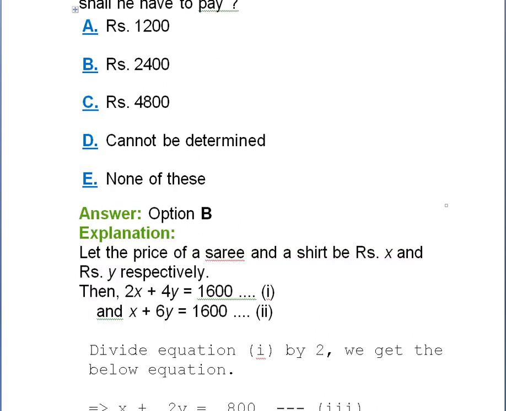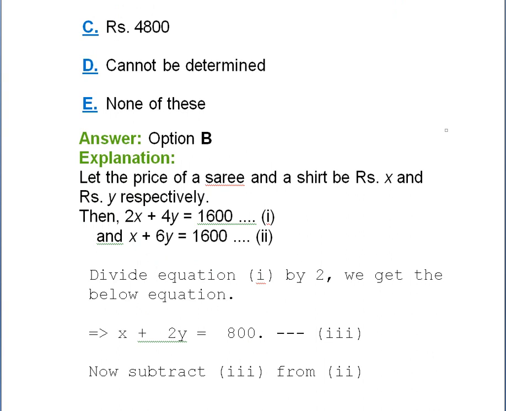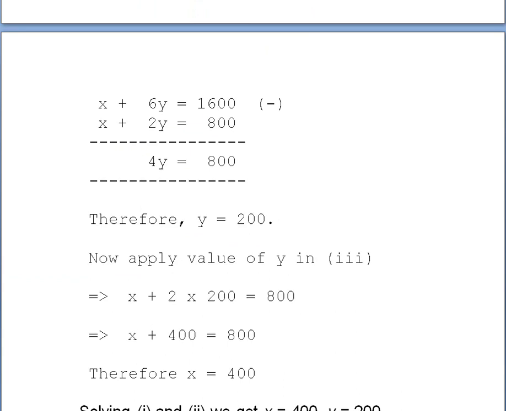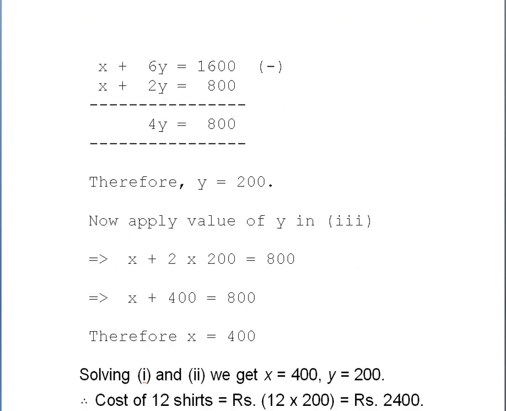So what you will do is solve the equations. Divide equation 1 by 2, we get the below equation x plus 2y equals 800, that is our new equation, equation number 3. Now x plus 6y equals 1600 and x plus 2y equals 800. You can use the elimination method here and subtract, you will get 4y equals 800, that is y equals 200.